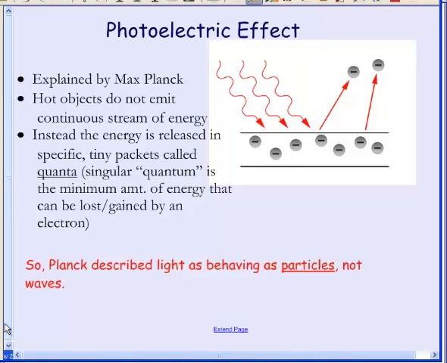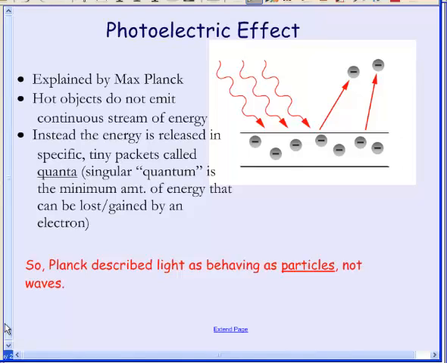And he figured out that a piece of metal, like the one shown here, could only release certain little packets of energy, and he called those quanta, or quantum is the singular version. Certain frequencies of light would have certain energies that would be strong enough to eject one of these quanta out of the metal. So what does this all mean?